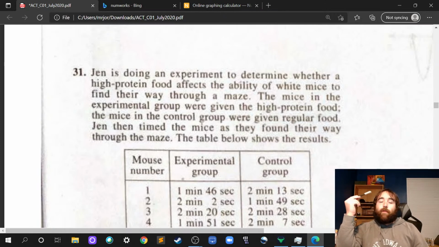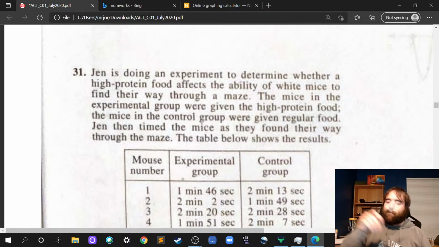The ACT's in like a month. I think like February 12th. So it's time to start getting going on it if you want to do well on it.